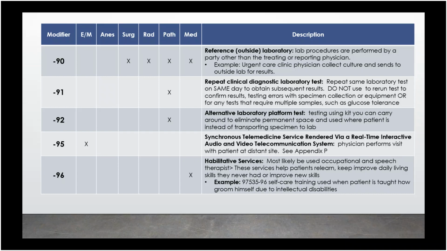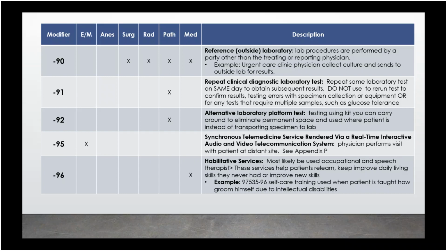outside labs utilized. You would click yes. The ones that have a 90 attached, that would be the total charge. 91 is for path. That's going to be repeating the same laboratory test. So repeating the same panel, repeating the same test. Do not use it to rerun tests to confirm results, testing errors with specimen collection or equipment, or any other tests that require multiple samples, such as glucose tolerance.